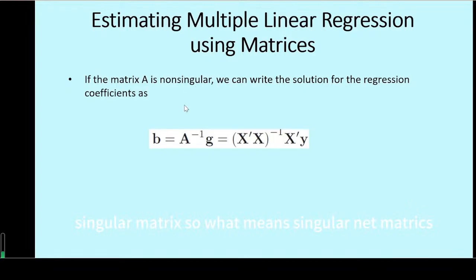So what does singular matrix mean? A singular matrix is one whose determinant is 0. So if A's determinant is not 0, we can get the result of B as this expression. It is the product of X transpose with X itself, then we take the inversion. So this part is the inverse matrix, then times X transpose times Y. So the result of B is a column matrix. The shape is K rows and 1 column because we have K parameters.